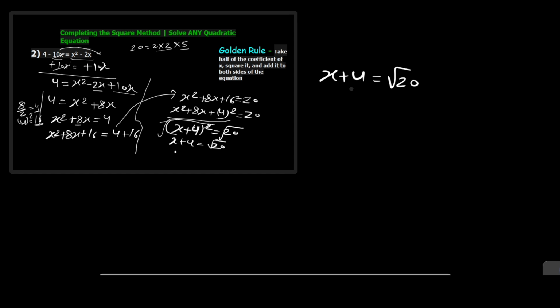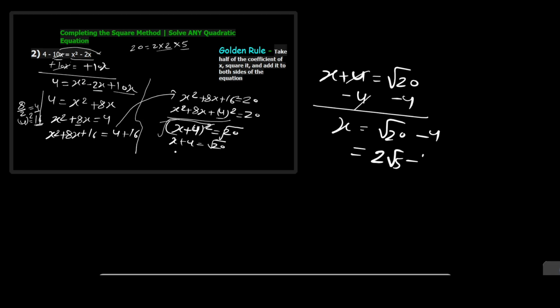So we have to remove this 4 to find x. I'm going to subtract 4 from both sides of the equation. So this 4 and this 4 will cancel out. x equals root 20 minus 4. We can rewrite root 20 as 2 root 5, so x equals 2 root 5 minus 4. So the value of x is 2 root 5 minus 4. This is our correct answer.